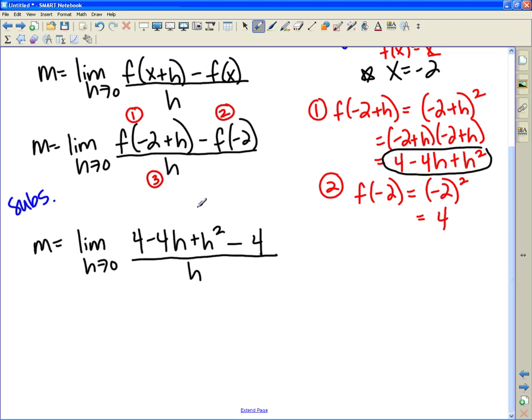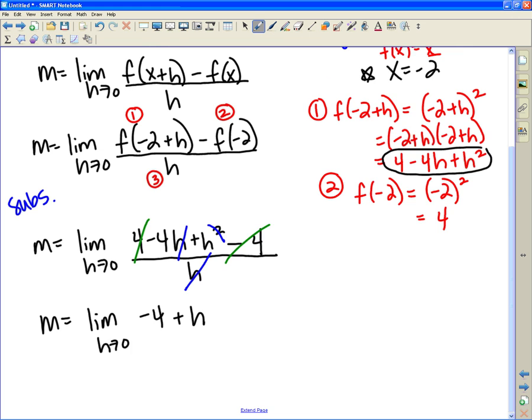Things should go away. If they don't go away, you've made a mistake somewhere. So what are some things that cancel? 4 and negative 4. And then what else goes away? Not an h squared, but one of the h's. Each of these two terms have an h in them, so you can divide. So this one goes away, one of these goes away, and this goes away. So m equals the limit as h approaches 0 of negative 4 plus h.